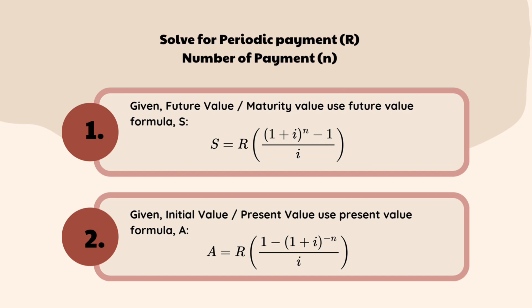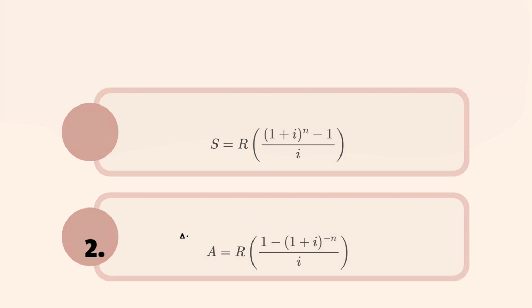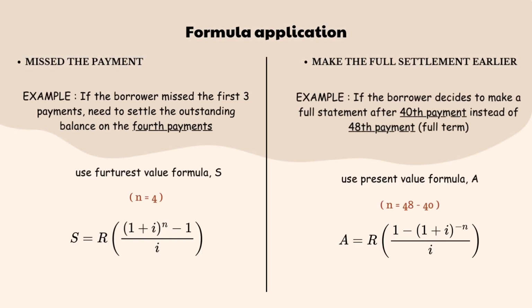The first one, if we are given the future value or maturity value, we must use that future value formula. For the second one, if we are given the initial value or present value, we must use that present value formula. Next, we have two different situations here. The first one is if we miss the payment, and the second one is if we make the settlement earlier.